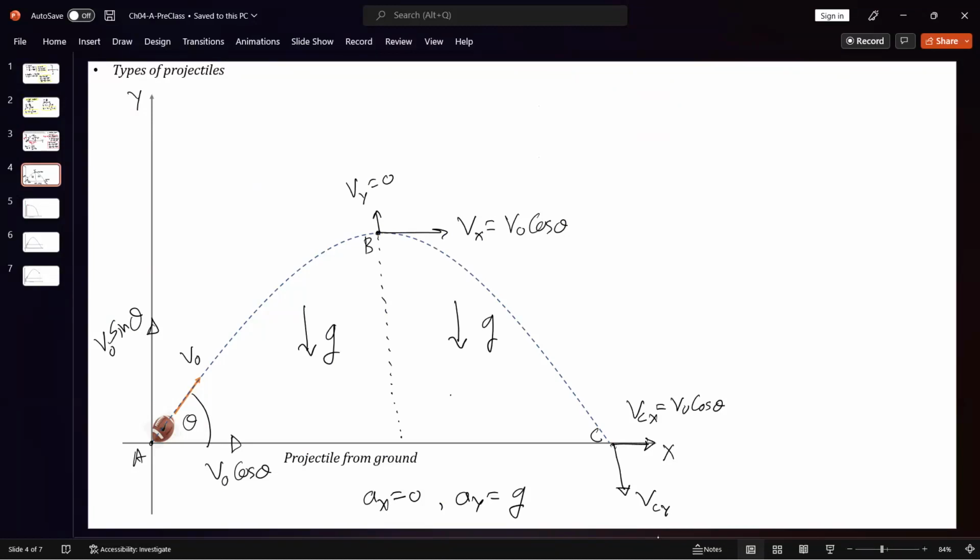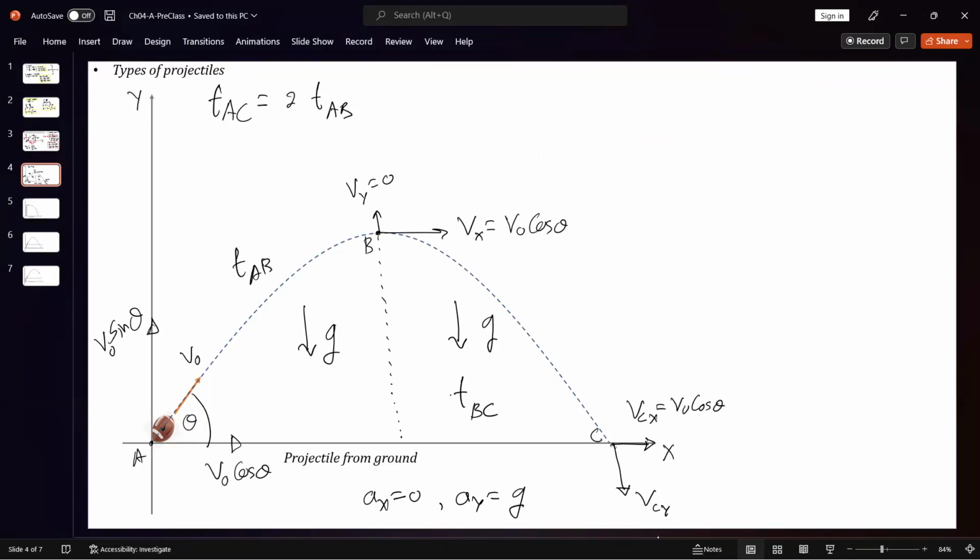Okay, now if you look, this is a nice parabolic shape. A to B motion is symmetric to B to C motion. If I can find, for example, the time from A to B, that time should be equal to B to C. So the total time from A to C, I can figure out by finding the time from A to B and then multiplying by 2. That we call the total time.